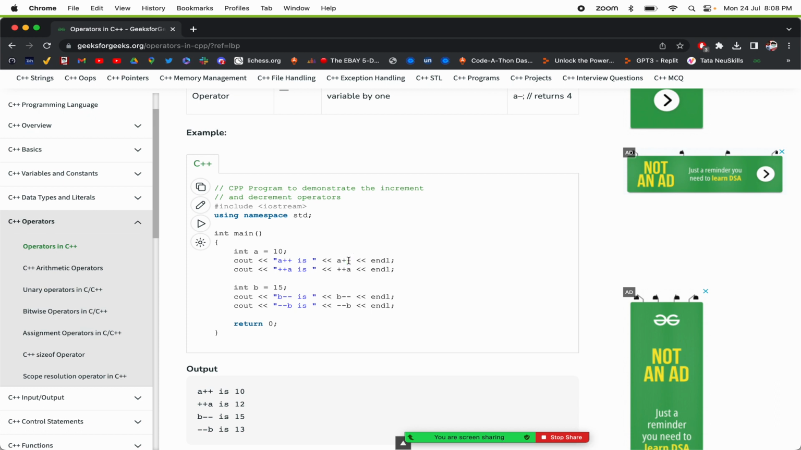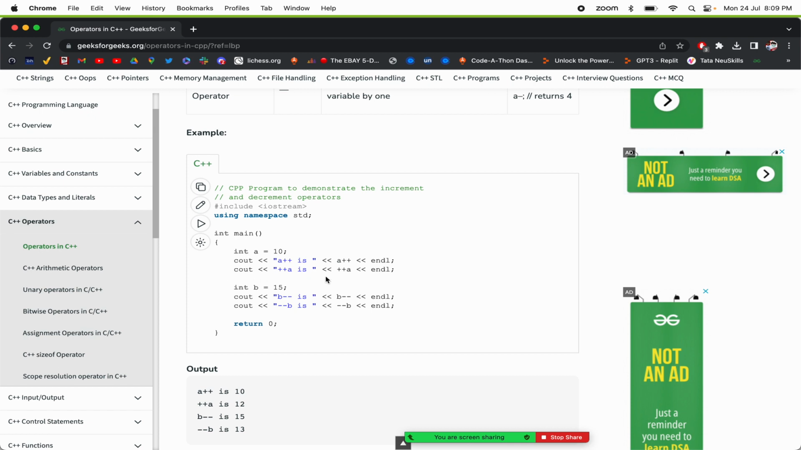In postfix increment, what it does is first return the value of a, right? So over here a's value initially is 10, so that is getting returned, and then it is getting incremented. So we are first getting the value 10, so it will show 10, and then a's value will be set to 11. So on the screen we'll get a plus plus is 10, but after printing this, a's value will change to 11. So now after this statement a's value is 11.